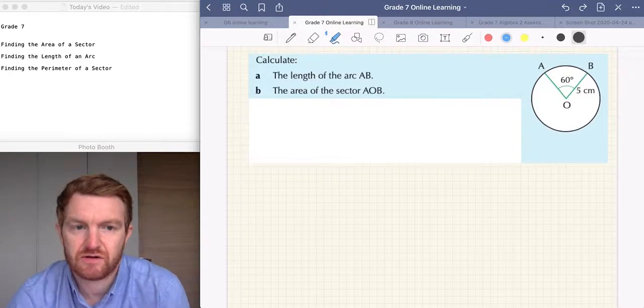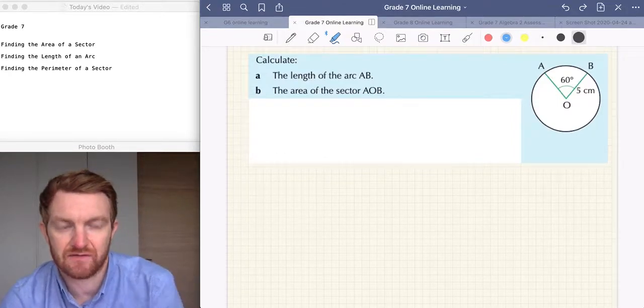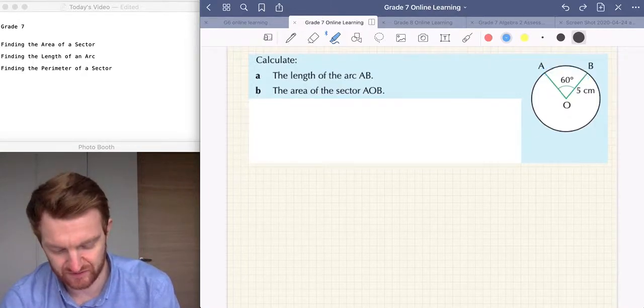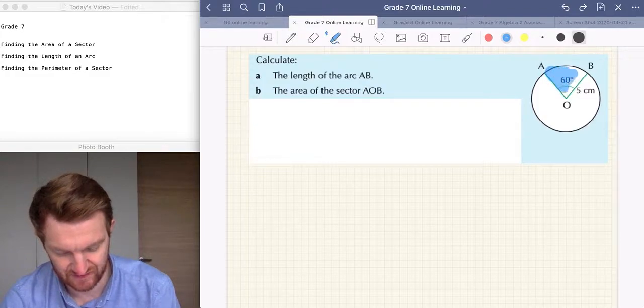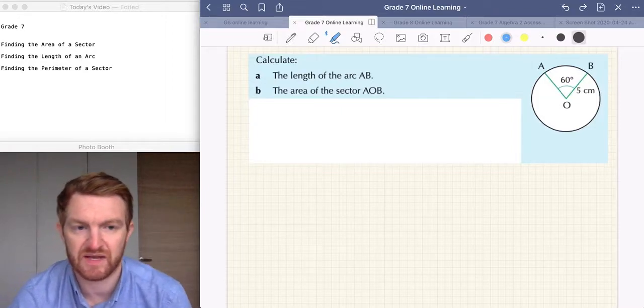So let's do a quick question together. Let's imagine you had a question like this, and it asks you for the length of the arc, that's AB, the curvy bit at the top. It also wants to know the area of the sector, so that's, we coloured it in better, this here, AOB, because it's between A and O and B.